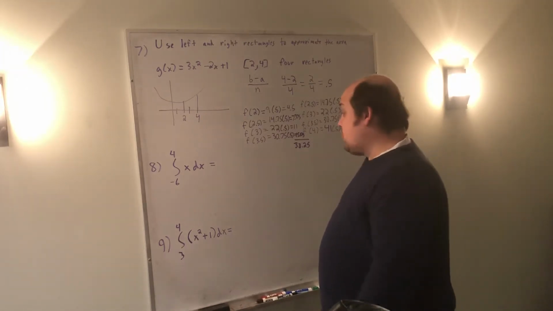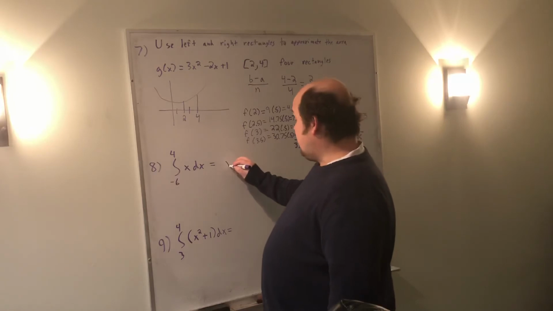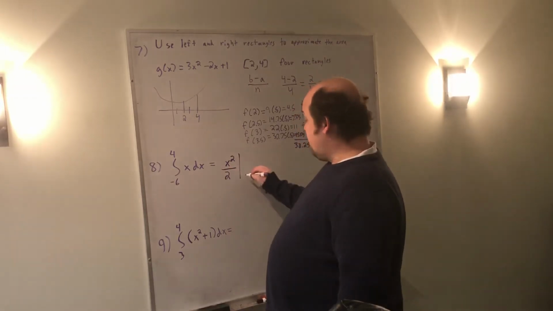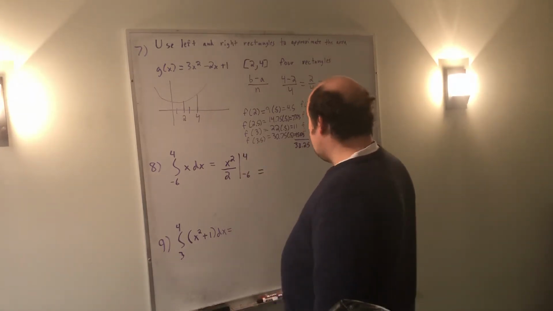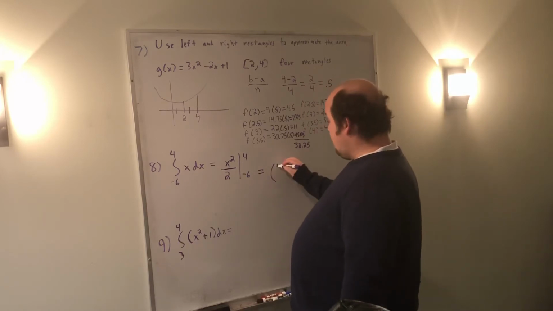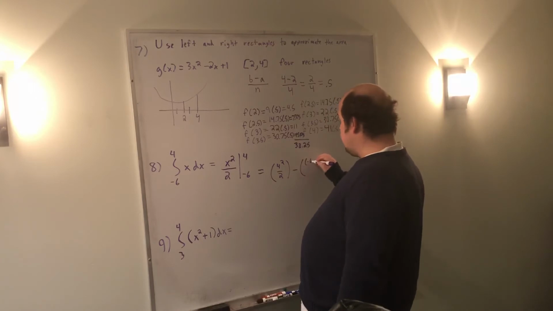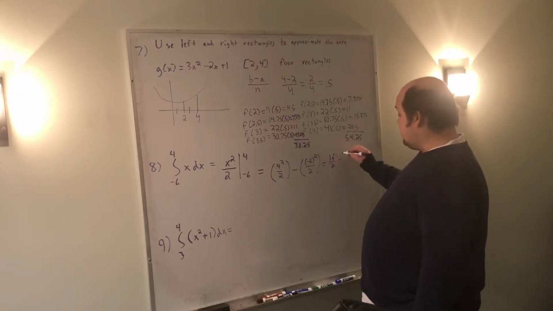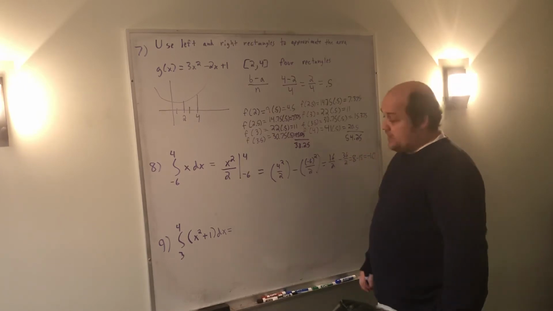So here when I integrate x, I add 1 to the power, it becomes x squared. I divide by the new power, over 2, and this tells me I'll be evaluating from -6 to 4. First thing I do is put in 4. 4 squared over 2. From that I subtract when I put in -6. -6 squared over 2. 4 squared is 16. -6 squared is 36. This ends up being 8 minus 18, which gives me a final answer of -10.